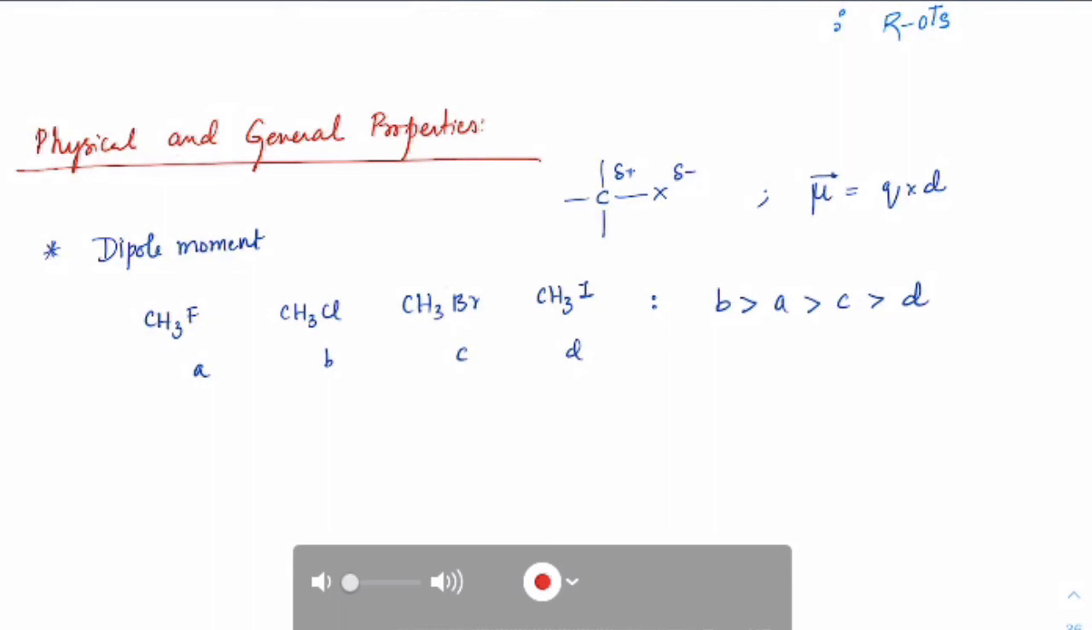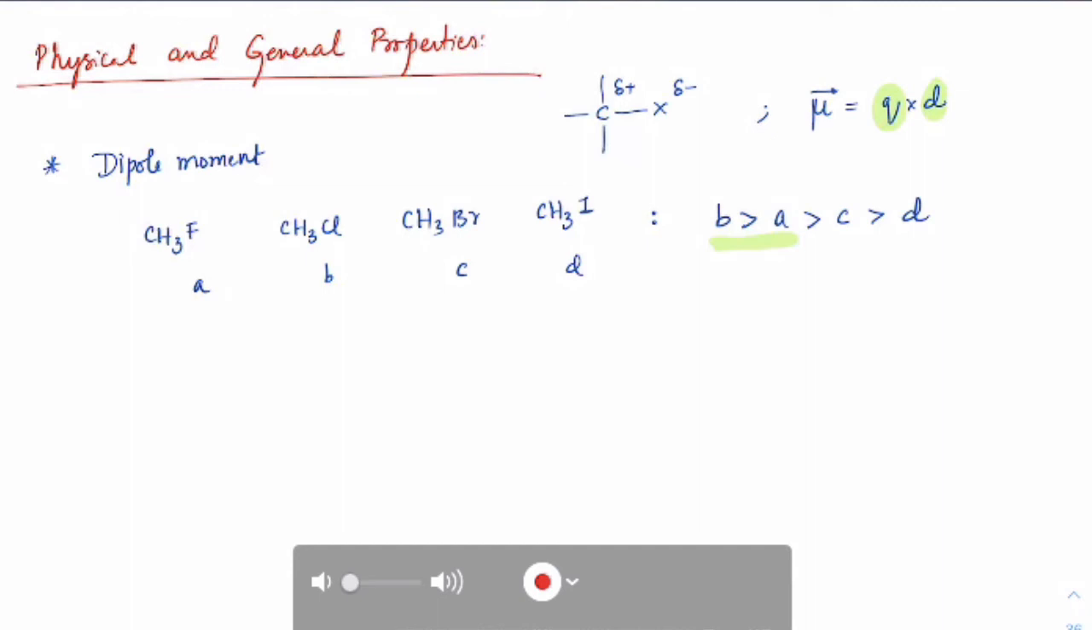Why this weird behavior between CH3F and CH3Cl? It is because of the bond distance. Although the charge is the more dominant factor for fluorine, the distance is very small. When it comes to chlorine, the charge is a little bit less, but the distance is more, so that will dominate over the product which you get from CH3F. So remember this is an exception here. In dipole moment, B and A is an exception. Keep writing.